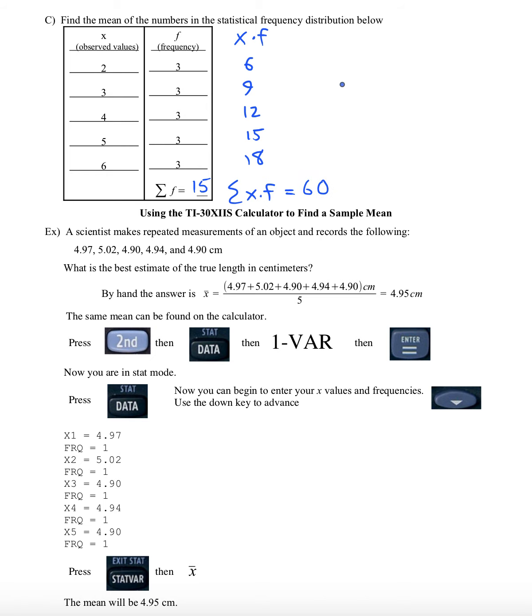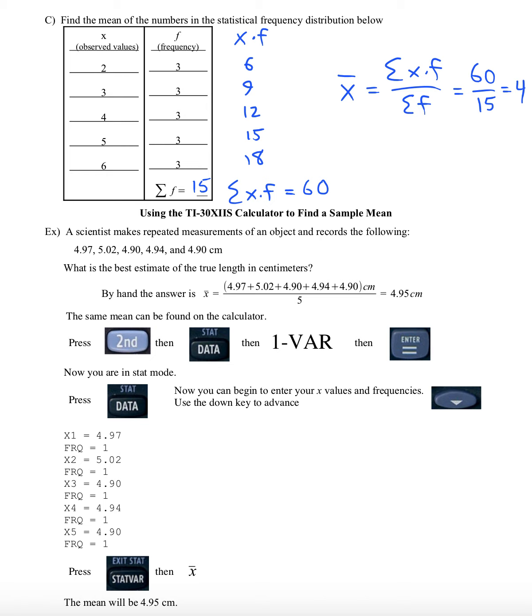And then, according to the formula for weighted mean, we divide the sum of x times f by the sum of f, which according to our table version of things here is 60 over 15, which once again is 4.